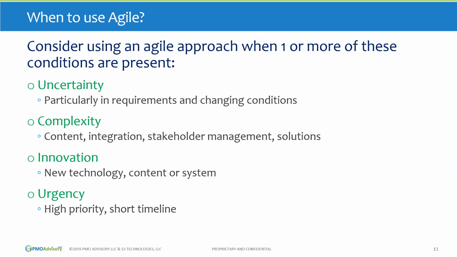Next, we have innovation. Innovation you can think of as the other side of the coin of risk, in a way that they're attached together. When we take on a project that has a high level of innovation, there's a high level of uncertainty or risk. So this would be new technologies, the content or the system itself. And this is why oftentimes people think of Agile as being used for software development, because there is a lot of innovation in the software development industry.